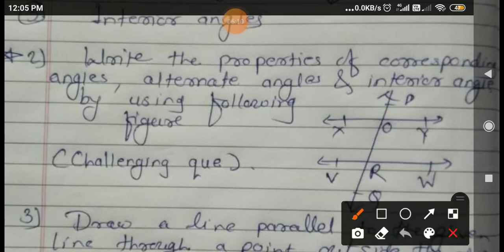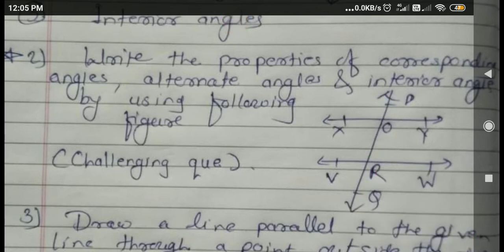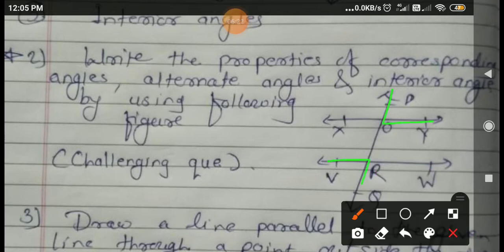And one more property, this is the exterior. If POX is congruent to WRQ, or POY is congruent to VRQ, if these two angles are congruent, then also the lines are parallel to each other, which are XY and WV. These are the exterior pairs of angles. If they are congruent, we can say that the lines are parallel to each other.